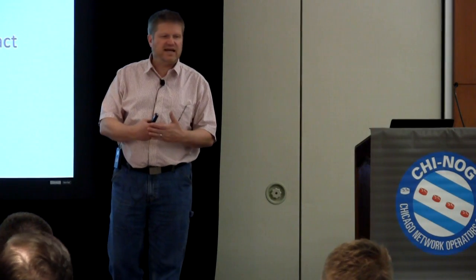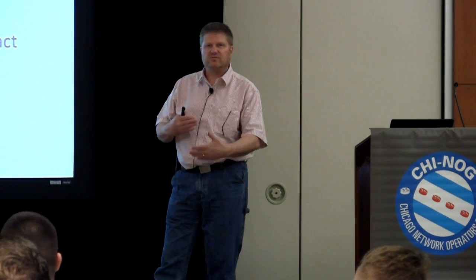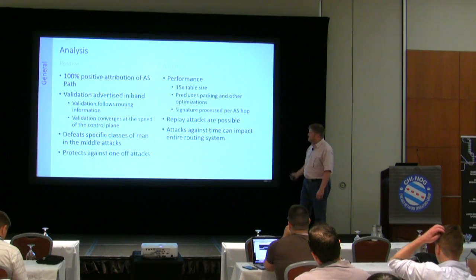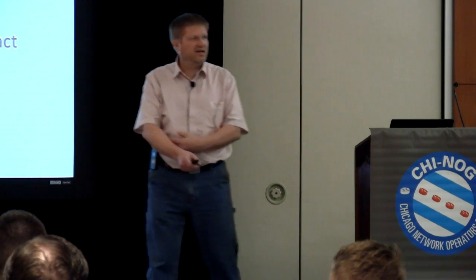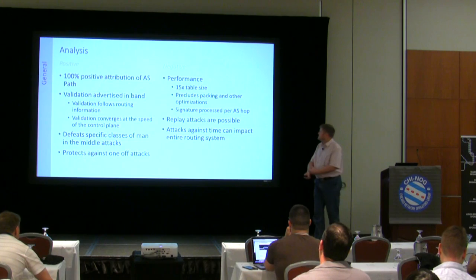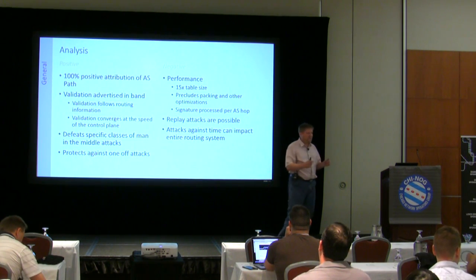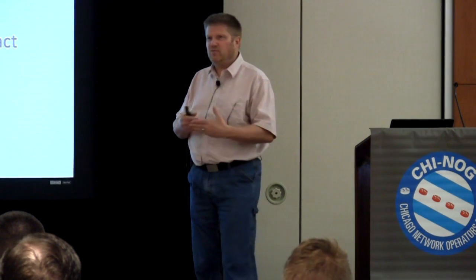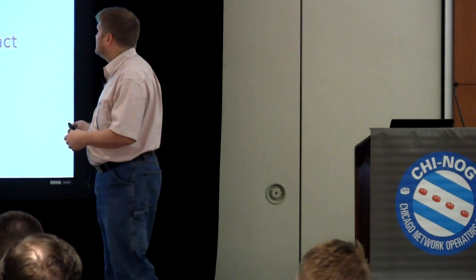In other words, I can't say I'm attached to 65002 and 65002 is the correct originator for a particular destination. However, negatives, 15 times the table size on average. So whatever you are advertising through BGP today increases by 15 times. This is not a good thing. Precludes packing and other optimizations. I said they are attributes, so you do packing based on attributes. So therefore, every route has to be advertised in its own TCP segment or in its own BGP advertisement.